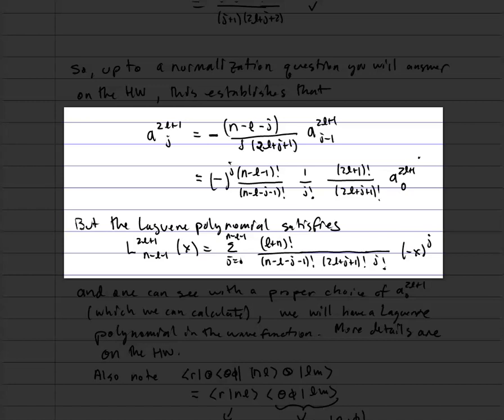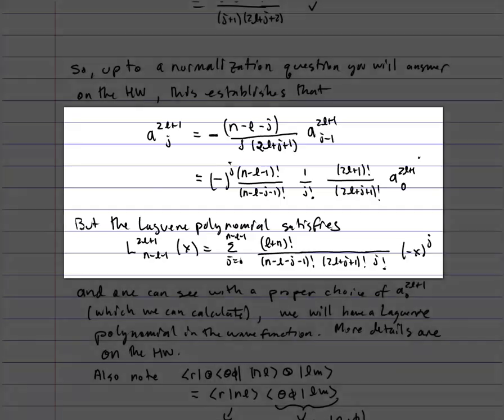So you can see that if we pick the right value of A_{2L+1,0}, we're going to get this Laguerre polynomial, because we have that (N - L - j - 1) factorial term, we have a (2L + j + 1) factorial term, and we have a j factorial term. And we have a minus 1 to the j. All of the other terms don't depend on j, so they're just constants I can pull out. And then I just have to get all my constants correct in order to verify that I'm going to actually have this correct Laguerre polynomial.